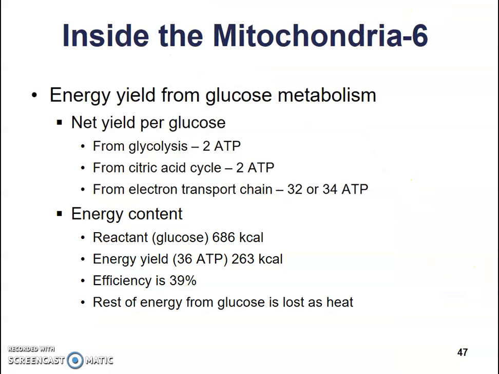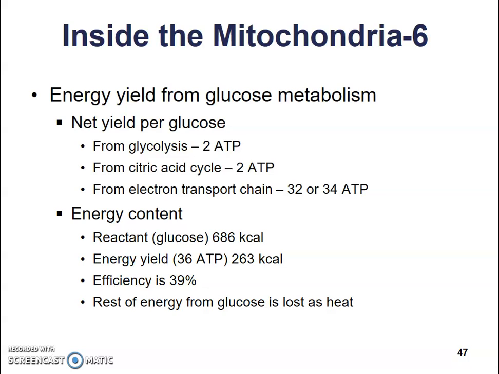And the energy yield from glucose, from glycolysis, we get 2 ATP. The citric acid cycle, we get 2 ATP, and from the electron transport chain, we get between 32 and 34. Okay, so if it is extremely efficient, every single reaction happens exactly the way that it should, we can get up to 38 total ATP generated from just one glucose.